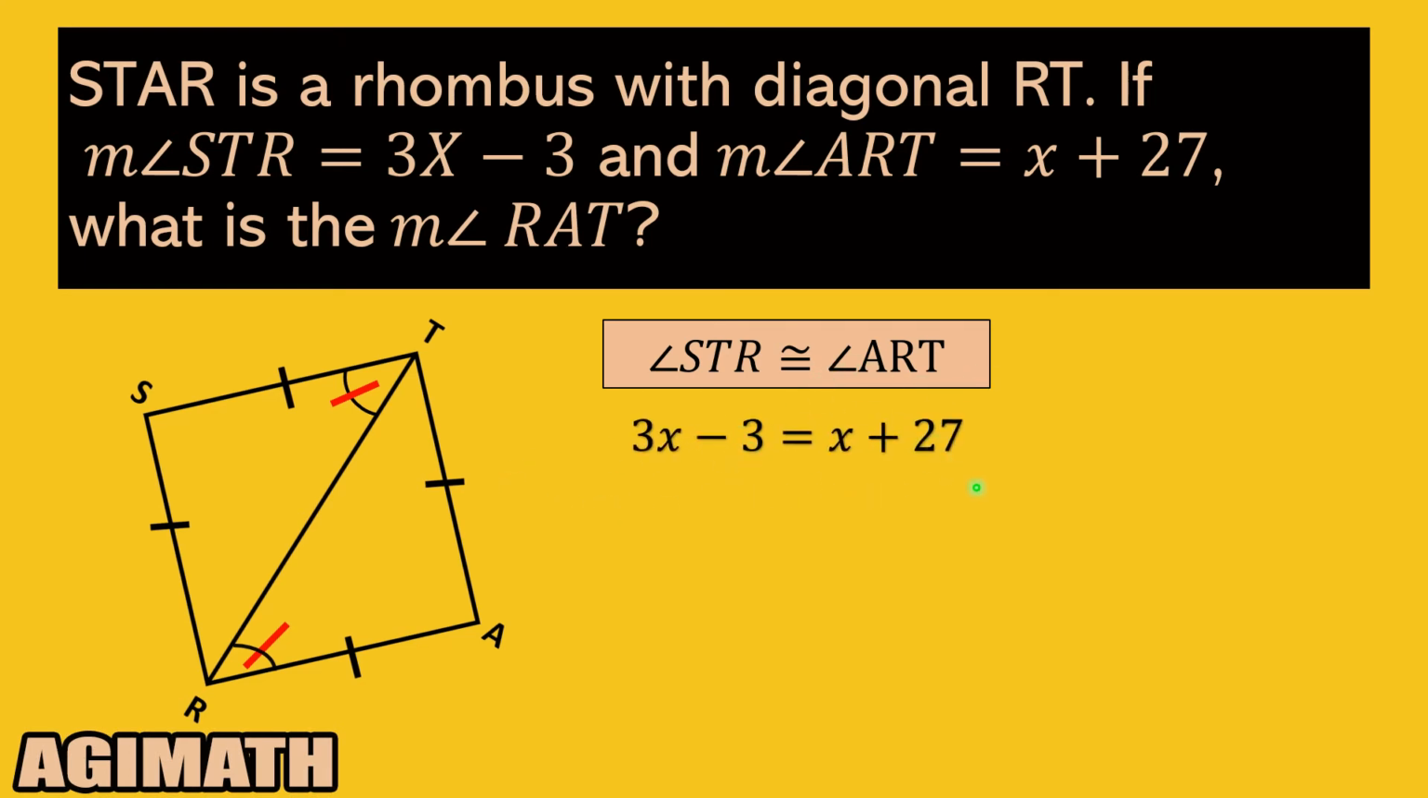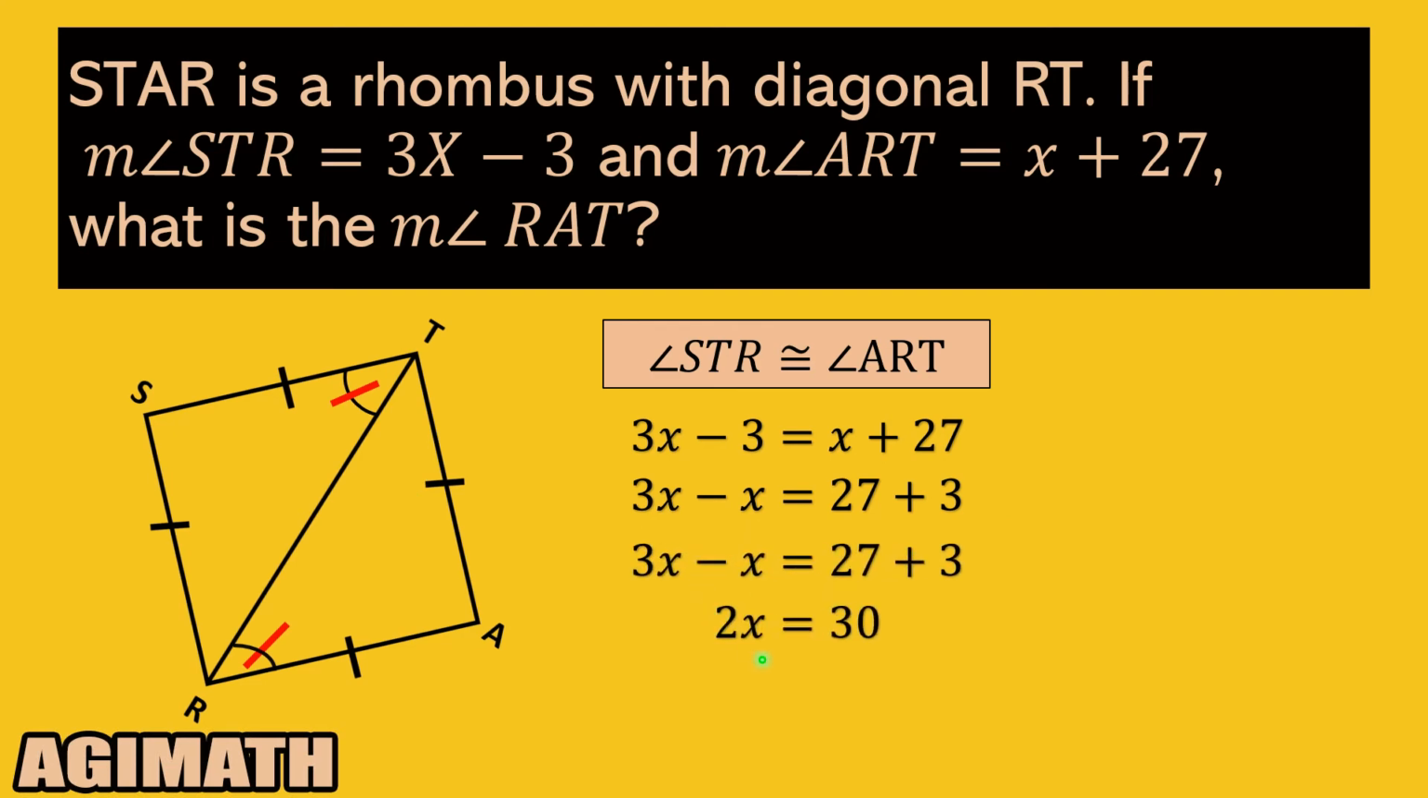3x minus 3 is equal to x plus 27. And then we solve for x. 3x is greater than x, so I will transpose to the left side. 3x minus x equals 27 from minus 3 to positive 3. 3x minus x equals 2x. And 27 plus 3 is equal to 30. Divide both sides by 2, we have x equals 15. So that is just the value of x. The question is, what is the measure of angle RAT? Angle RAT is angle A, this angle. So meaning x equals 15 is not yet our final answer.